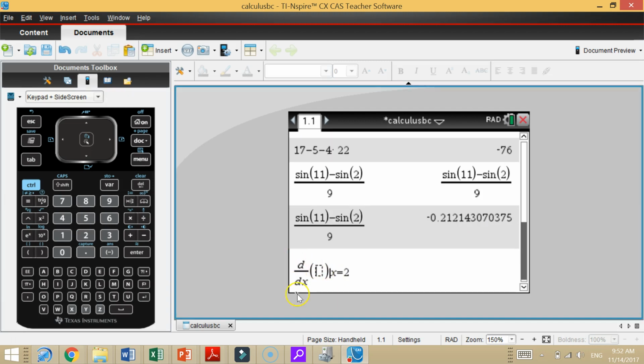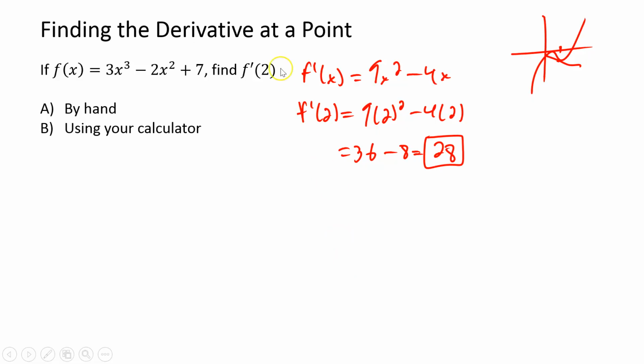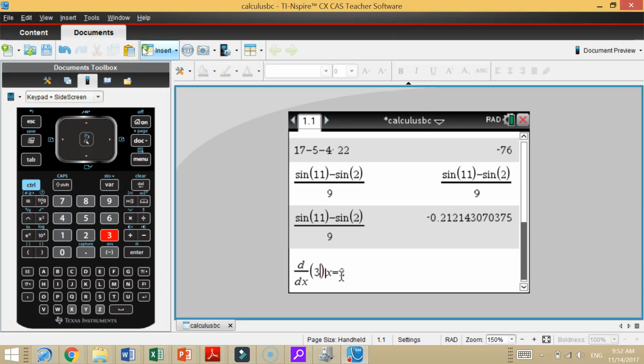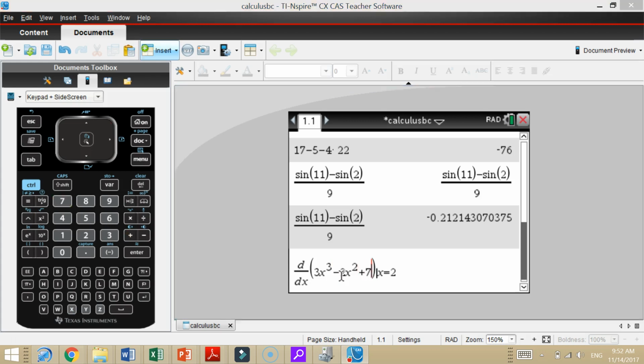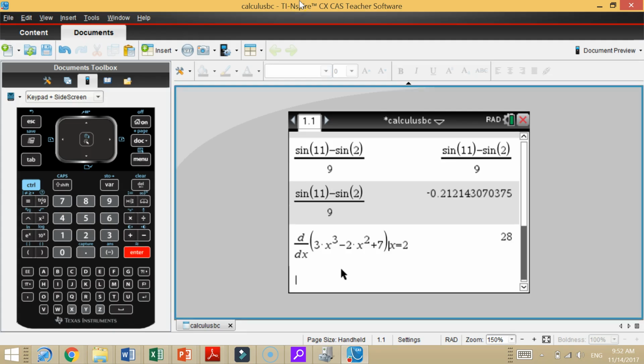So now notice we have this Leibniz notation, the derivative of what function evaluated at x equals 2? Well, I want to evaluate it at 3x cubed minus 2x squared plus 7. Now when I hit enter, it's going to do all the work for me. It should give me 28. Let's see what happens. And there it is. That's all there is to it.